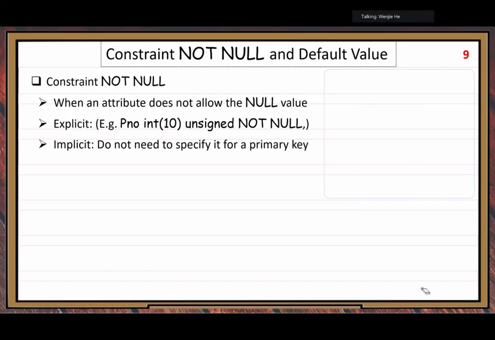Because for primary key, we do not need to. For primary key, we already assume it must be not null by default. So you do not need to add this constraint, it is redundant.